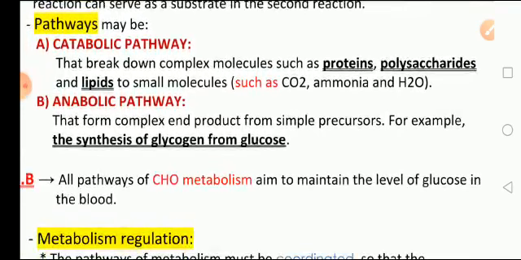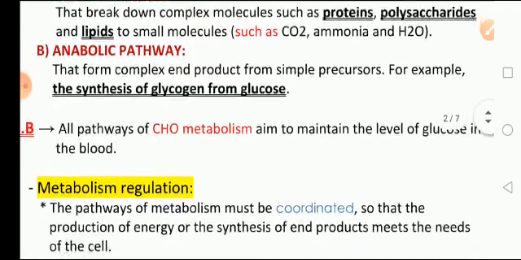These pathways may be catabolic or anabolic. Catabolic means we break down large and complex molecules, for example, proteins, into amino acids. So we break large molecules into smaller and simpler ones, from polysaccharide to a monosaccharide, from lipid to fatty acid.